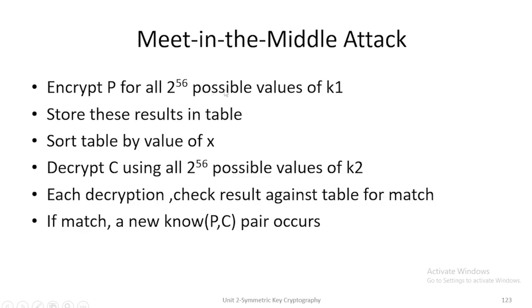How can it be done? We encrypt the plain text P with all possible combinations of the K1 value. The size of K1 is 56 bits, so I retrieve 2 power 56 possible key values for encrypting the plain text. The answers are stored in a table and sorted. Here X is nothing but the encryption of P with K1. These values are sorted out.